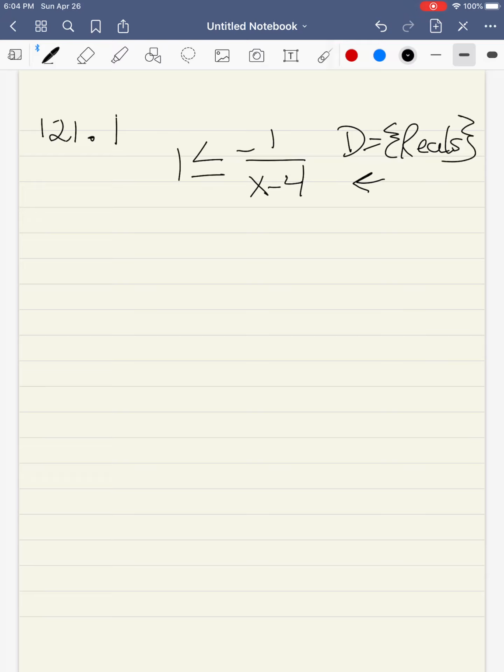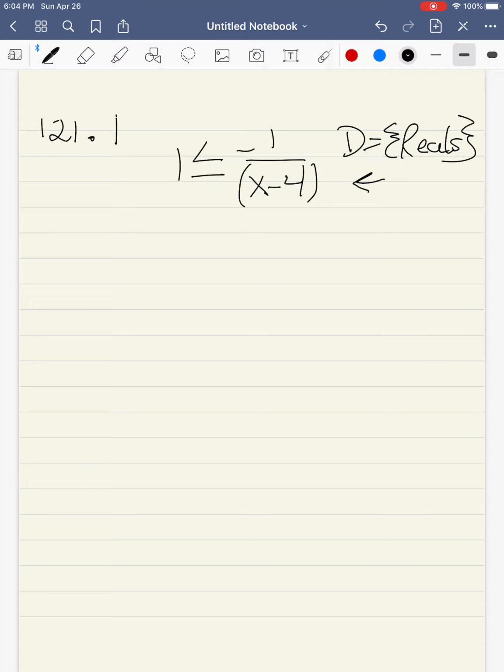And here the domain is reals. So it's okay for us to have open and closed dots and arrows and lines in between. We don't have to have just a bunch of dots on the graph. The difference is typically to get rid of this x minus 4 in the denominator, we would just multiply both sides by x minus 4.